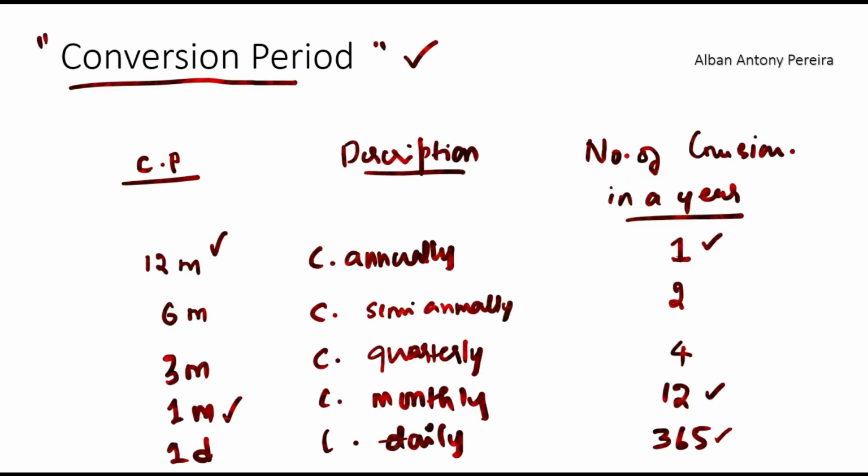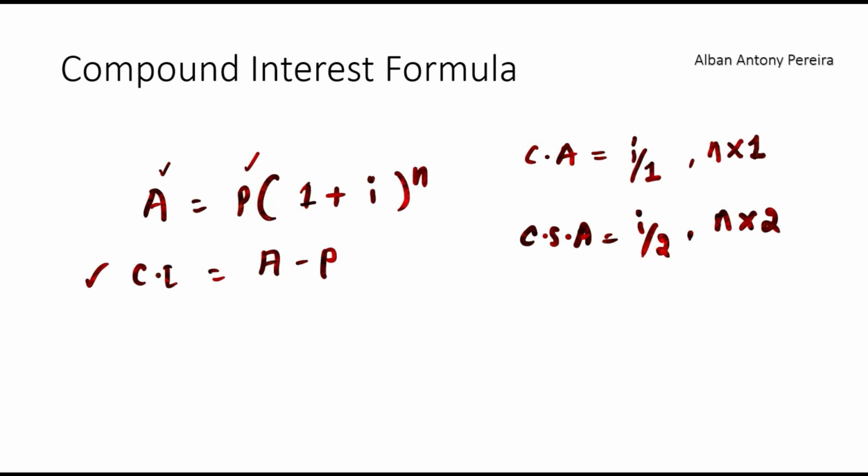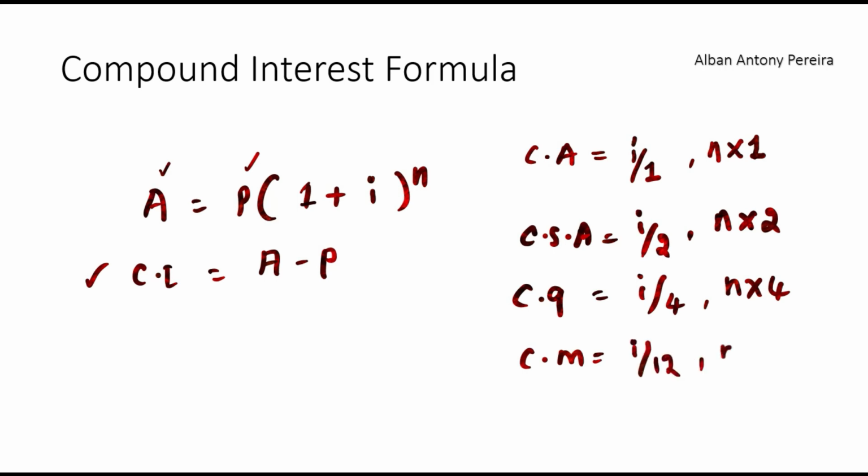Now also we'll see compounded quarterly. How many quarters are there? I divided by 4 and N into 4. Then compounded monthly, it will be I divided by 12 and N into 12. Compounded daily, then it is I divided by 365 and N into 365. Hope this is clear. Just keep this in mind and this will be useful for the computations.